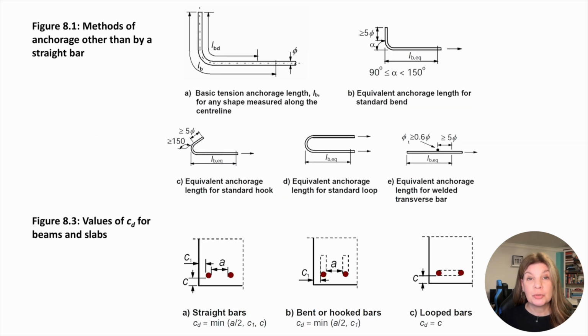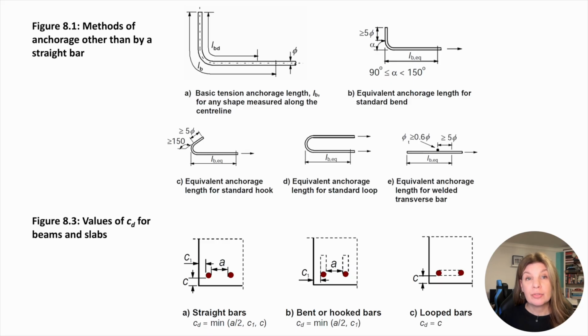Where supports are too small to allow for straight anchoring of reinforcing bars, alternative anchorage methods can be applied. These methods are defined in Figure 8.1 of Eurocode 2. As you can see, the anchorage can be bent by between 90 to 150 degrees to the original direction of the reinforcing bar, creating a hook. Additionally, the anchorage can be looped or enhanced by welding transverse bars. The design anchorage length also depends on the minimum concrete cover, which depends on the position of the bar in the cross-section, defined in Figure 8.3.